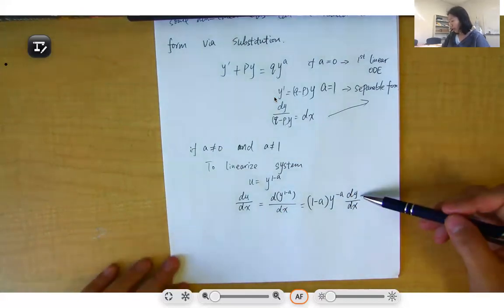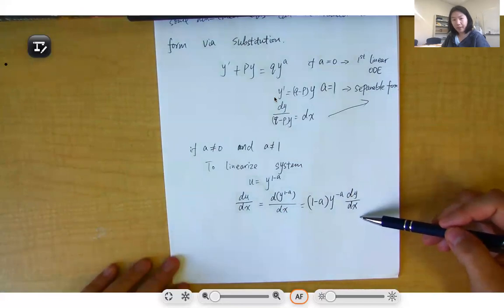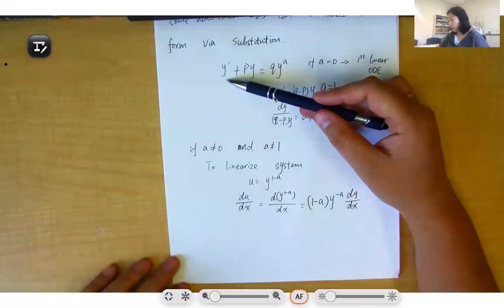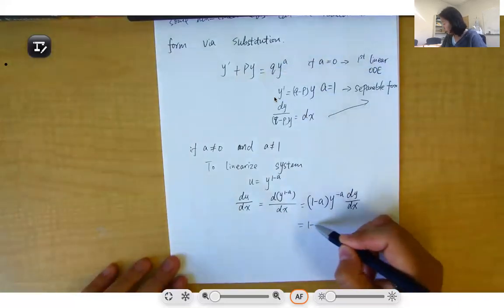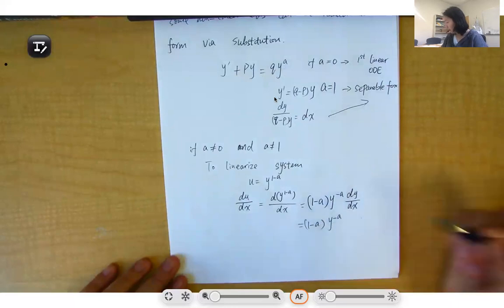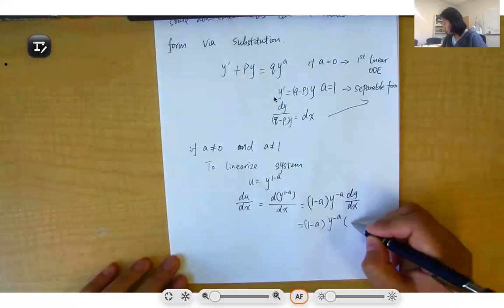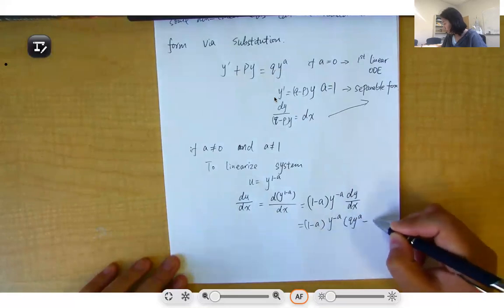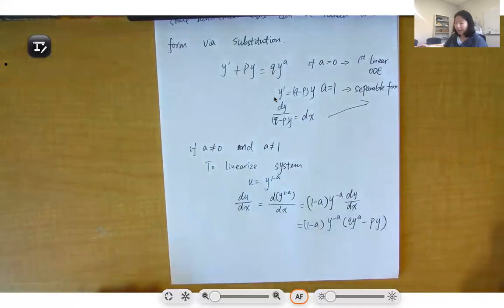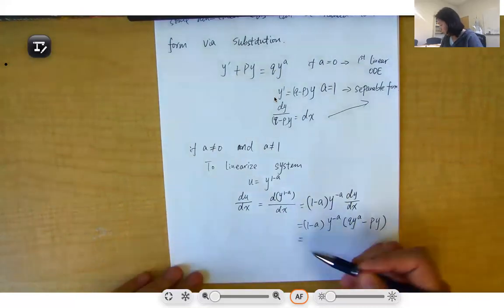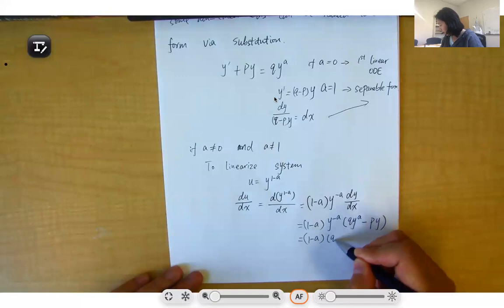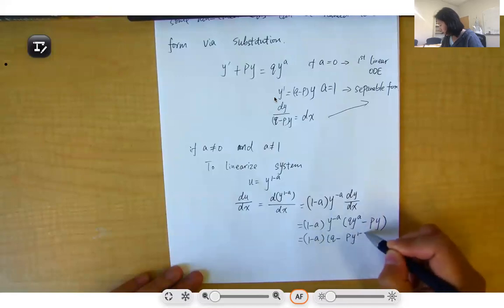And what is dy over dx? Dy over dx is y prime, which is q y to the a minus p y. So it's (1 minus a) y to the minus a power times (q y to the a minus p y). Then if we put this y to the minus a power into the equation, this q y to the a minus p y will be equal to (1 minus a) times (q minus p y to the 1 minus a power).